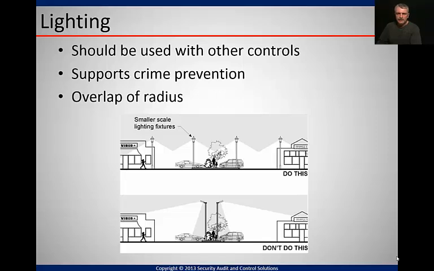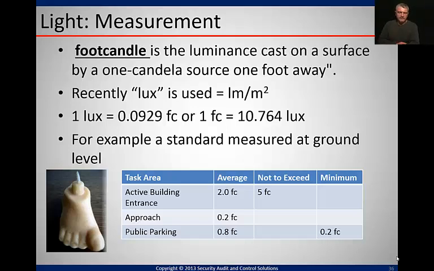When we look at lighting, it should be used with other controls. It supports crime prevention, and you have to have lights overlapping. You should not have any dark areas. Now, also a measurement. This is a little technical side, not part of the curriculum. However, a foot candle is a luminance cast on the surface by one candle source 1 foot away. However, recently lux is used rather, which is illumination per square meter. Now, just for the technical side, 1 lux equals 0.0929 foot candle, or 1 foot candle equals 10.764 lux.